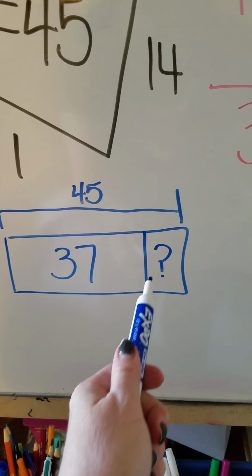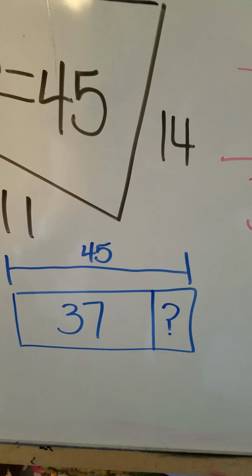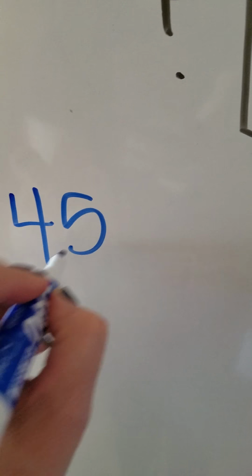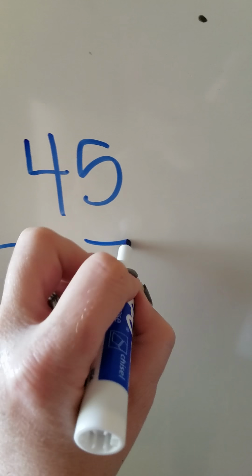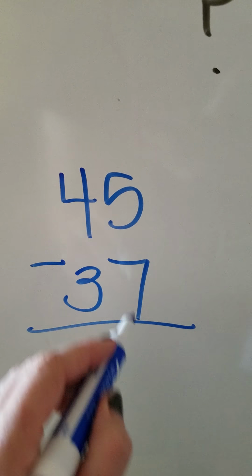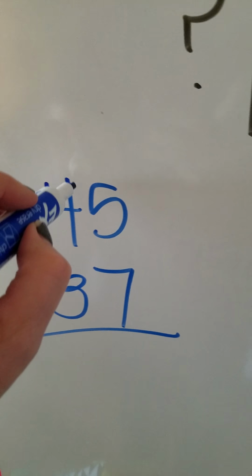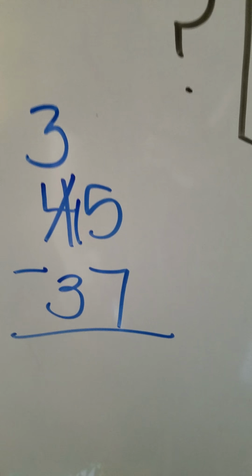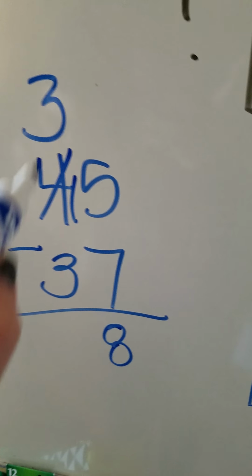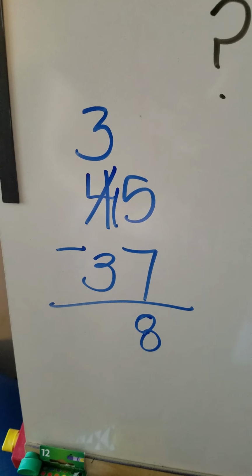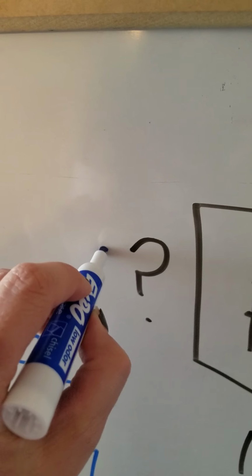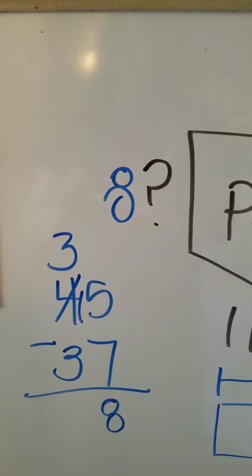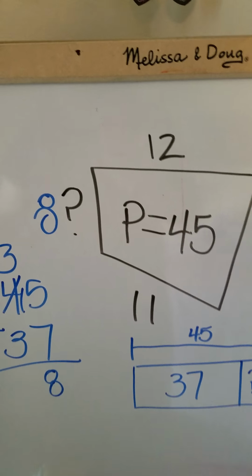So again, if we're looking for a part, we know we're subtracting. So let's do 45 minus 37. 5 minus 7, not going to happen. So we're going to regroup. So now we have 15 minus 7, which is, of course, 8. And, of course, 3 minus 3 is 0. So we think that this missing piece over here, ooh, that's an ugly 8, is 8. So let's double check ourselves now.